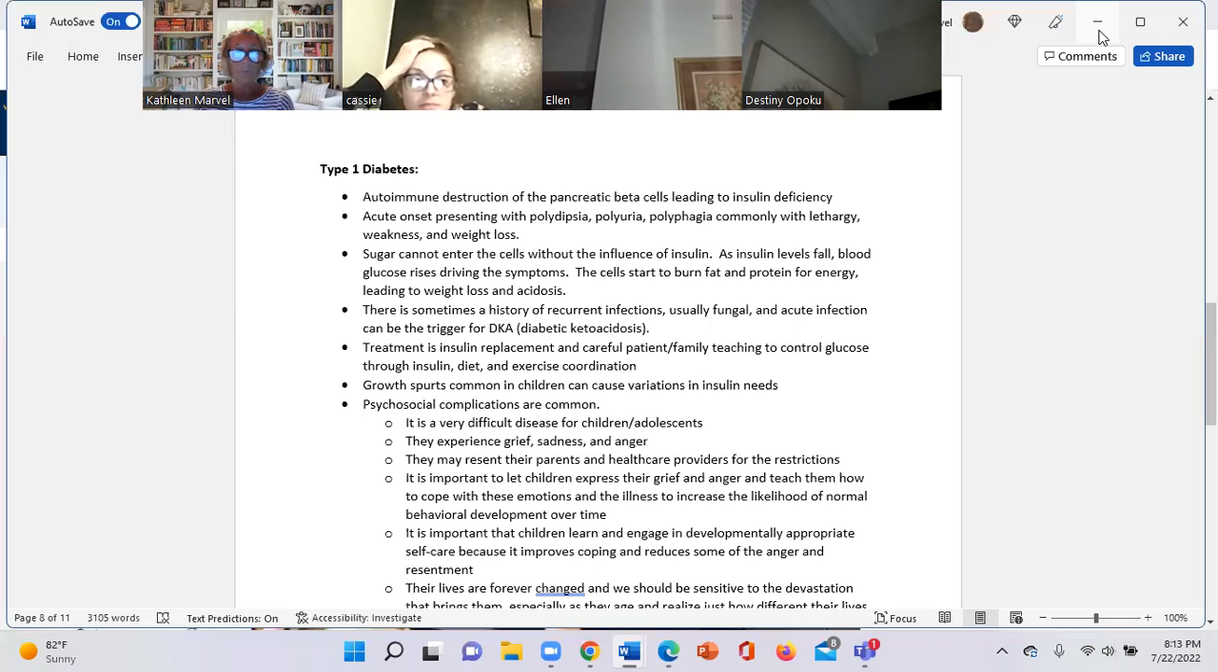So, yeah. And then lots of education with a new diabetic client, whether they're a kid, an adult, elderly, lots of teaching. Okay. And so with kids, growth spurts are common in children that can cause variations of insulin needs.